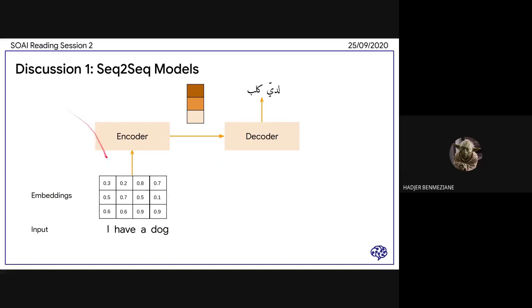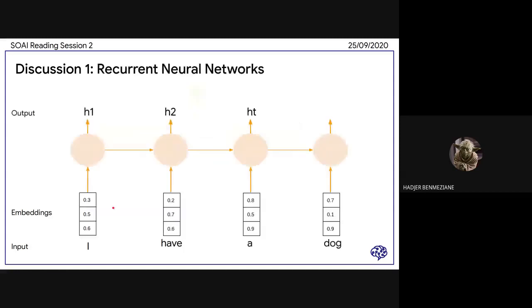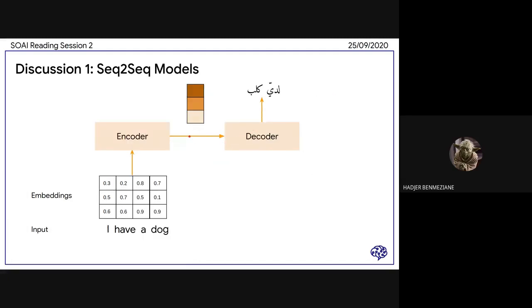So, for example, we will have this "I". It will give us H1, and then H2, and then H3, and then "dog" gives H4. And then H4 will be given to the decoder. So the last hidden state will be given to the decoder, and the decoder will apply a series of layers to get the translation, which is لدي كلب.